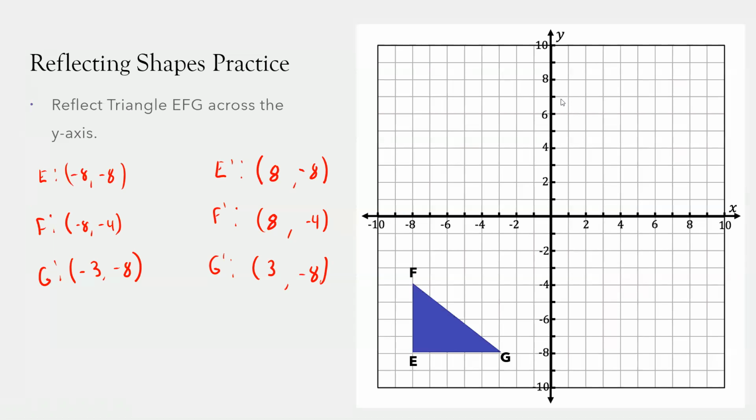So we can graph this new set of points. It should be reflected across the y-axis. So if we go to the point (8, -8), that would be right here. That's going to be our E prime. If we go to (8, -4), it's going to be right here. That's our F prime. And then G prime is at (3, -8), which is right here. And that gives us the triangle E prime, F prime, G prime, which is a reflection of this one here. Any questions about that before we put it all together and go to the final one?